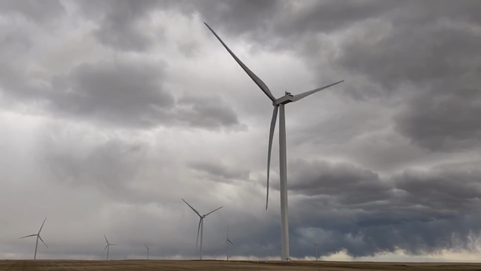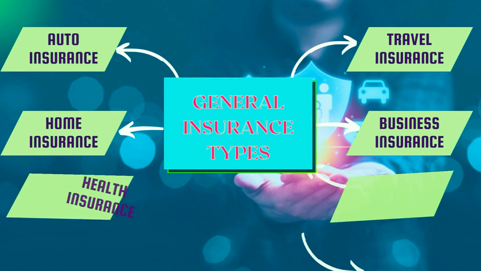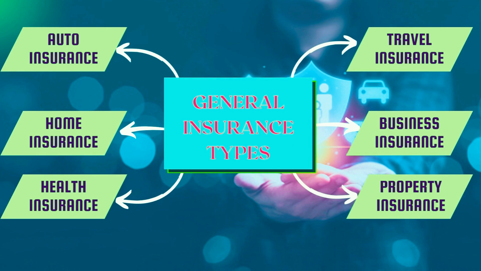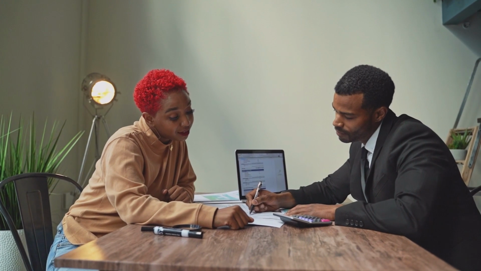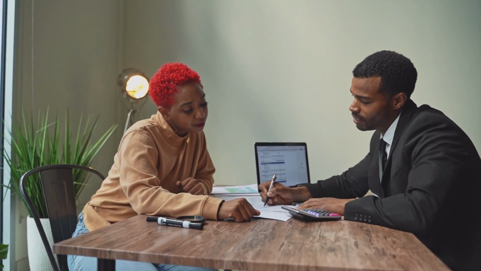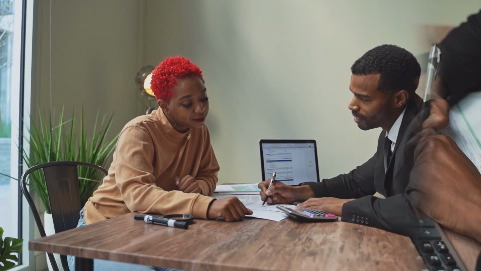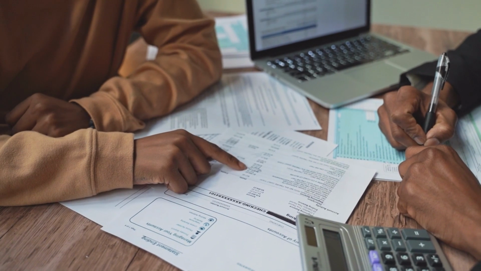General insurance is a crucial part of managing risks in life. Each type of general insurance policy provides protection against different types of risks, so it's important to choose the right one that fits your specific needs. By understanding the different types of general insurance policies available, you can make an informed decision and ensure that you have the right level of protection for yourself, your assets, and your business.